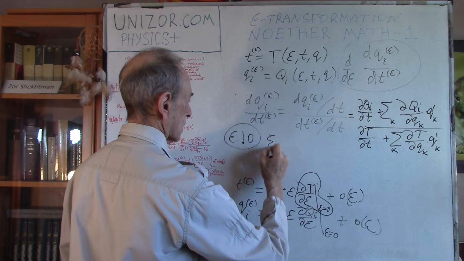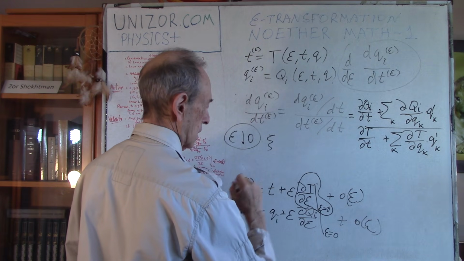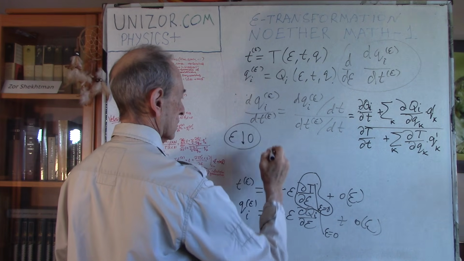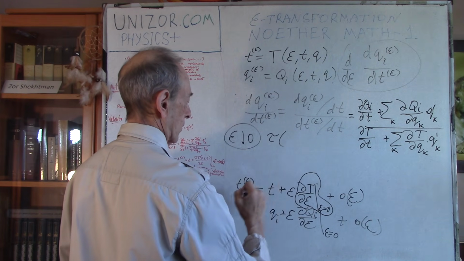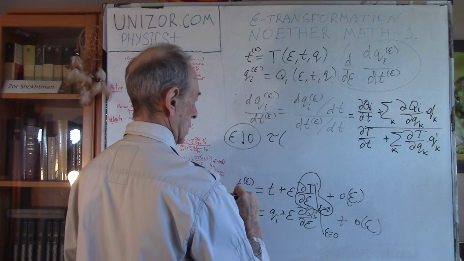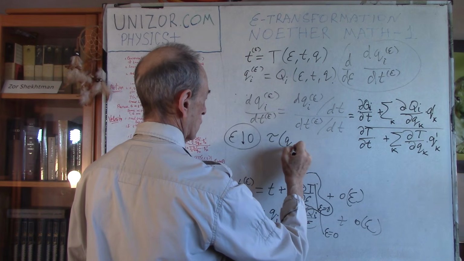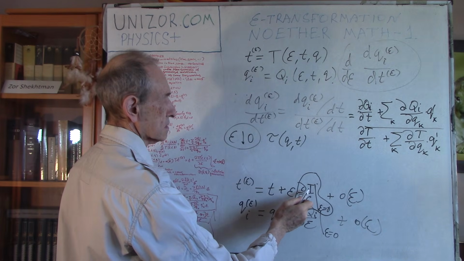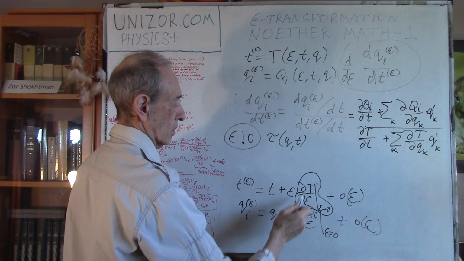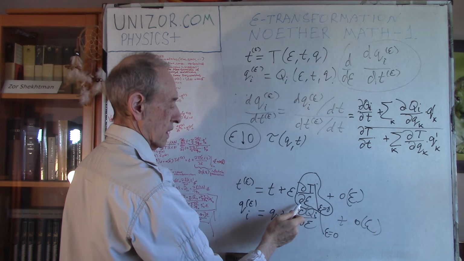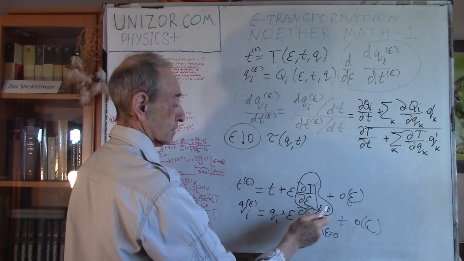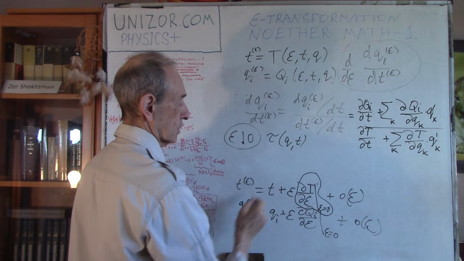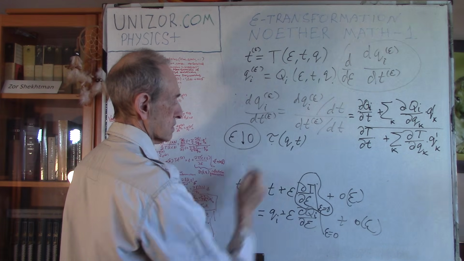We will call this xi. No, that would be a time. Okay, time, I will use the letter tau. Tau of q and t. Capital T is a function of epsilon, t, and q. When we are taking a partial derivative by epsilon at point epsilon equal to 0, we have a function only of q and t, and I call it this way.